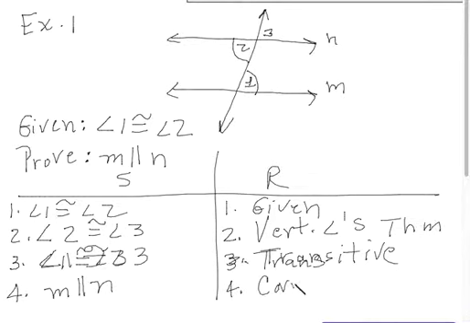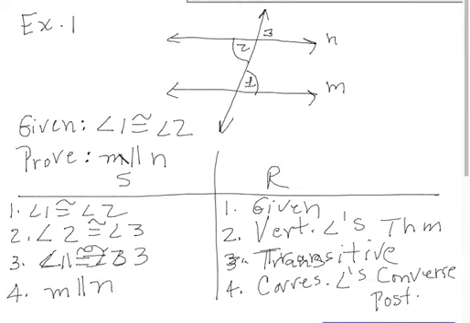Corresponding angles converse postulate. Right? Because remember, what we're trying to prove now is that the lines are parallel. We're saying that the corresponding angles are congruent, so therefore the lines are parallel. Does that make sense? Okay.